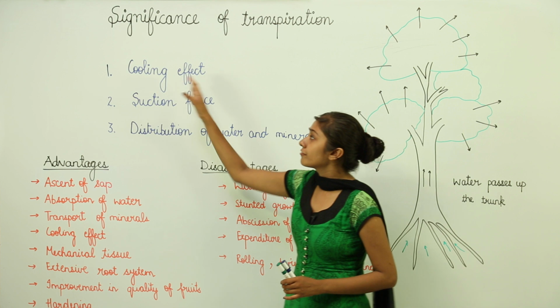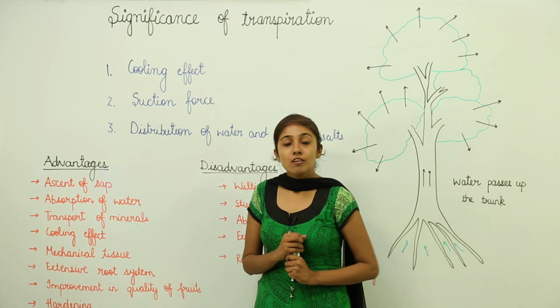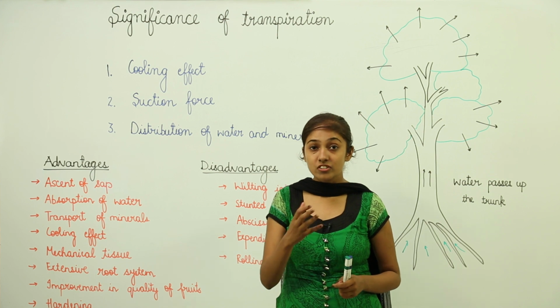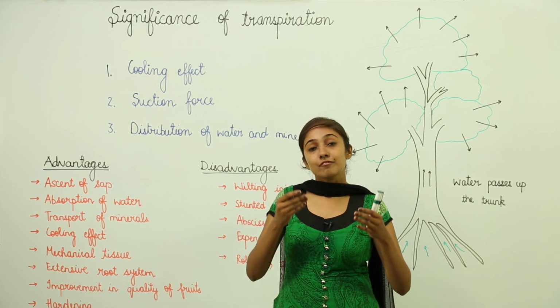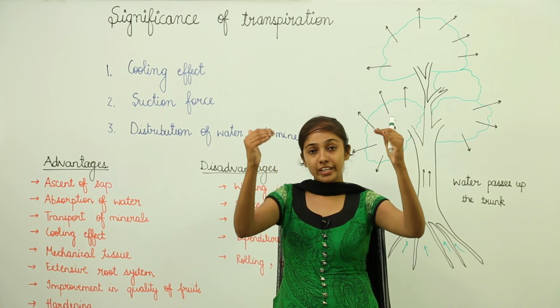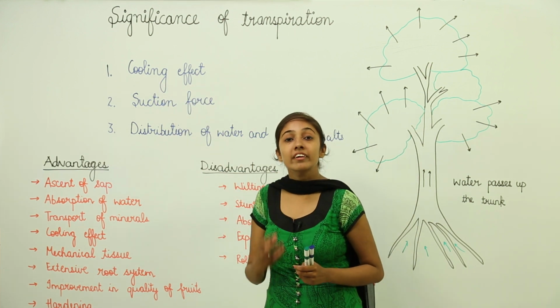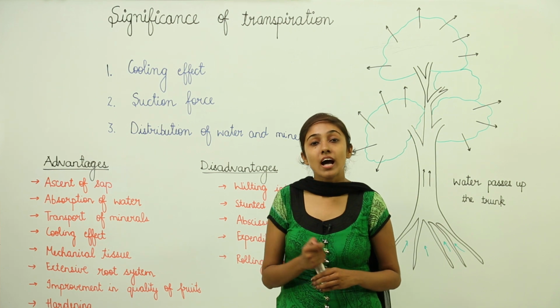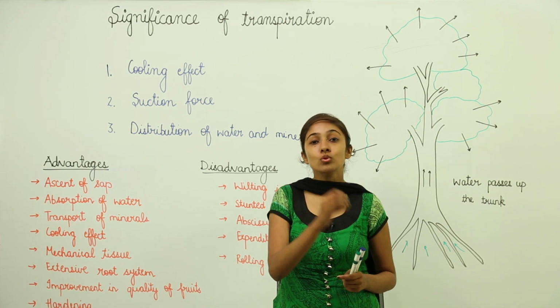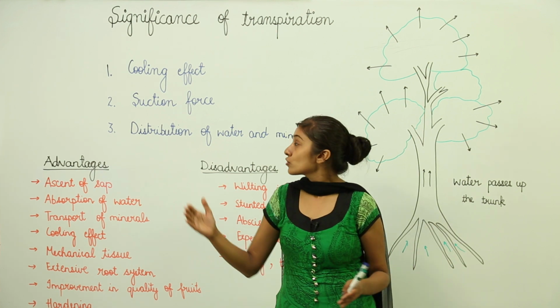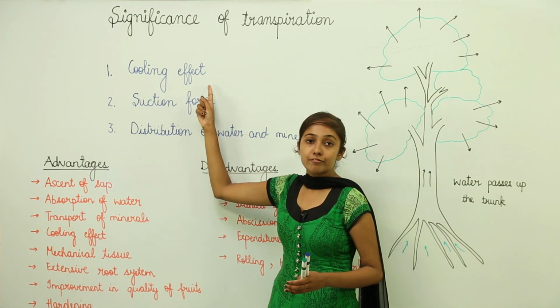First is the cooling effect. It produces a cooling effect. When there is loss of water from the aerial parts of the plant, we call it transpiration, right? And when that water evaporates, this produces a cooling effect, meaning the transpiring parts of the plant are going to have a temperature that is 2 to 5 degrees Celsius lower than the other parts of the plant, right? So, transpiration produces a cooling effect.